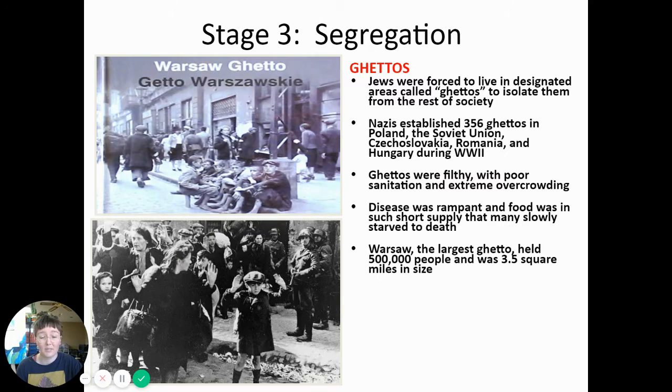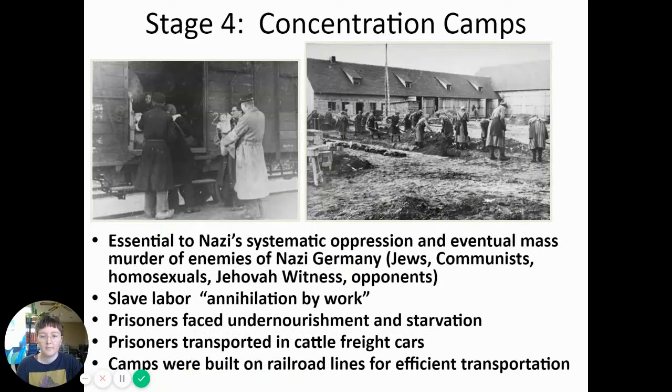So that's a super densely populated area that they were forced into. So next stage, concentration camps. You've already changed everybody's opinions, or that was the goal, and then you take away their rights and you segregate them and then you move them. That was the idea behind the German plan.